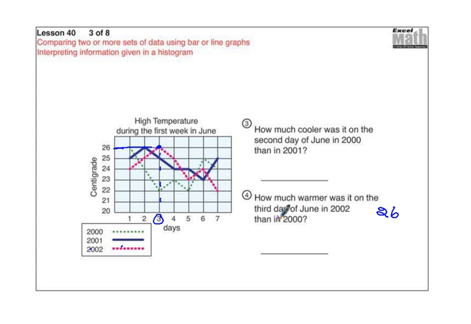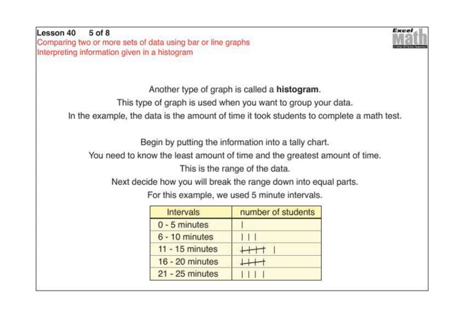And then 2000, that's the little dotted line. Up from the 3rd, you can see the dotted line comes right down into here, and that's 22 degrees. It says how much warmer was it? So we have to subtract and figure out that it was 4 degrees warmer. 4 degrees with a C. All right, so hopefully you got that one right, and we're moving along.